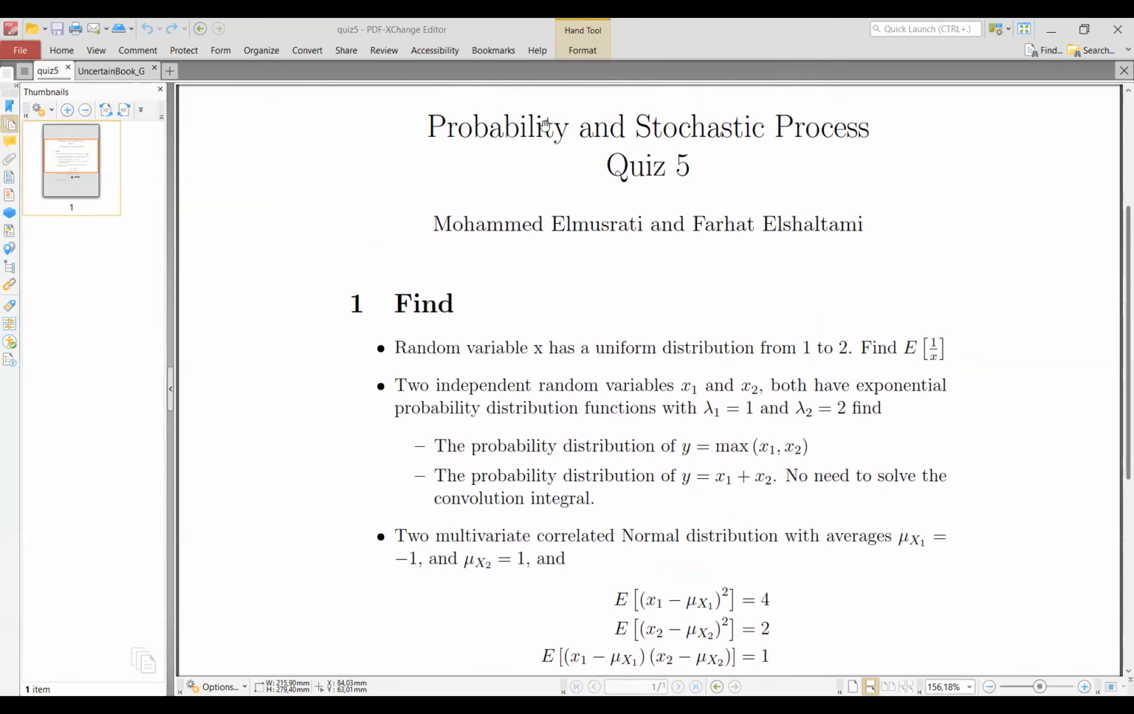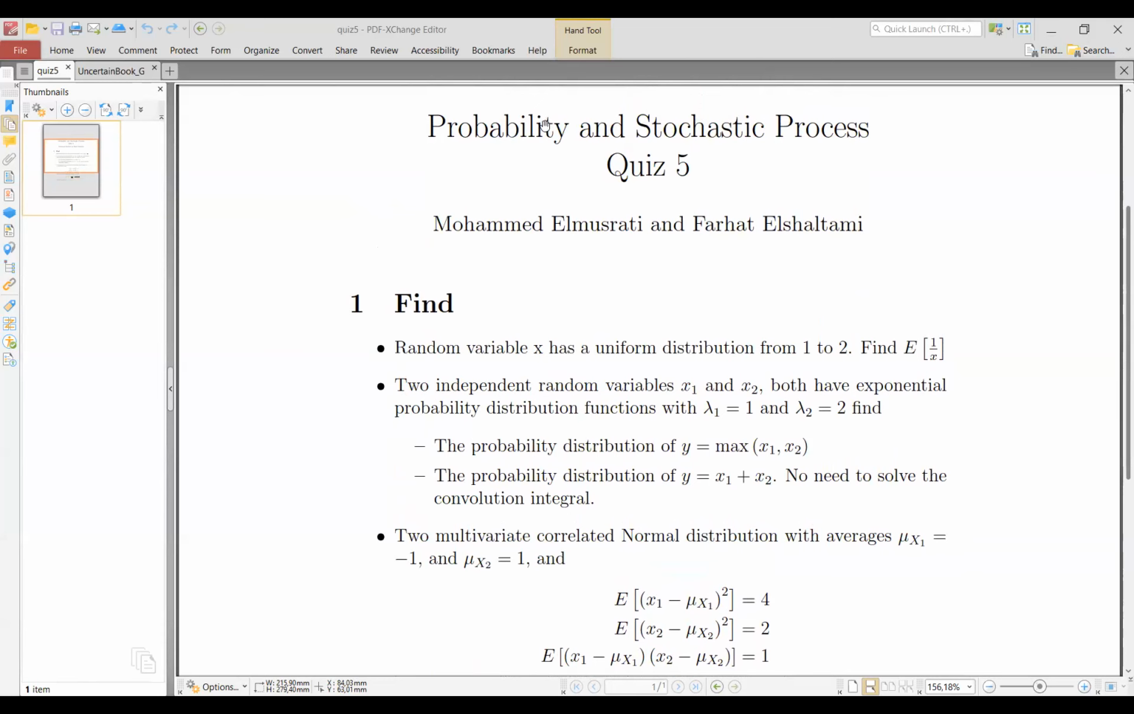And before we start the lecture today, as we agreed last lecture, we will start by solving, or at least show how to solve, the previous quiz. The previous quiz was quiz 5. The first question is: random variable x has a uniform distribution from 1 to 2, then find the expected value of 1 over x. Let us see how to deal with this question.